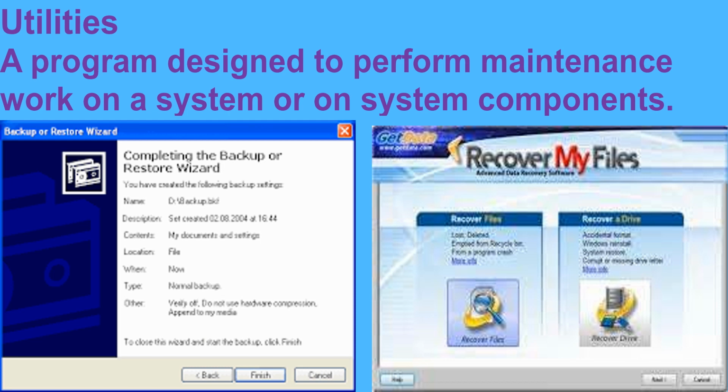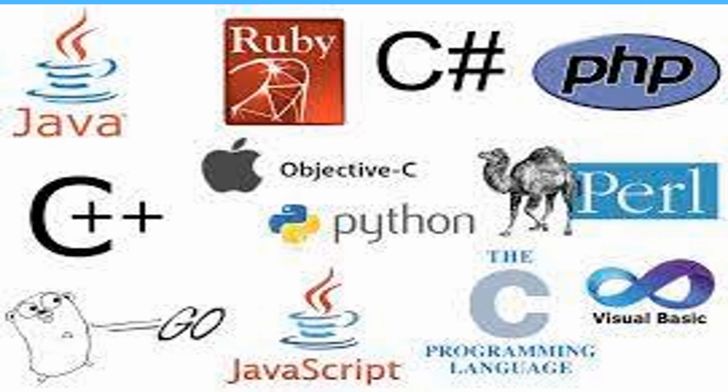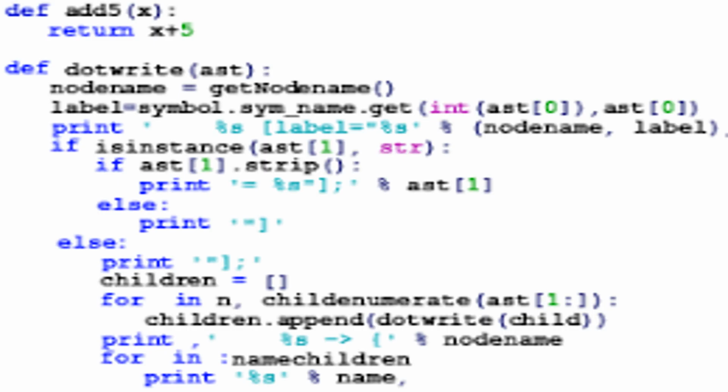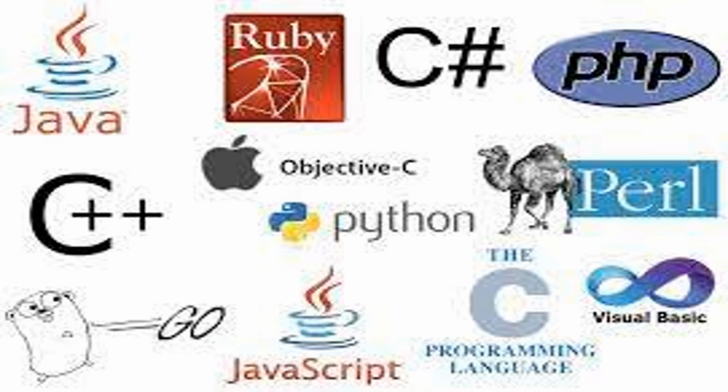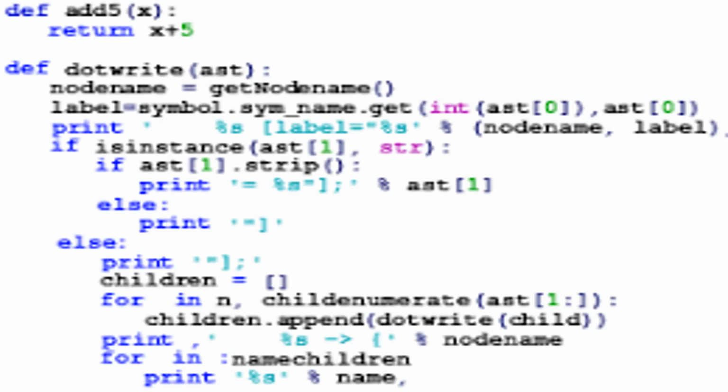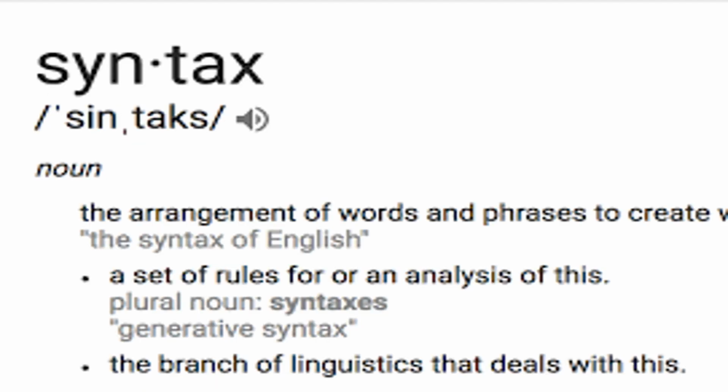Now let's discuss utilities. A utility program is a program designed to perform maintenance work on a system or on system components. For example, a storage backup program and a file recovery program. Now we shall discuss computer languages. A computer language, also called a programming language, is a system of commands used to develop software for computers. While writing a program in a particular computer language, the symbols of the language must be used as per a set of rules known as the syntax of the language.